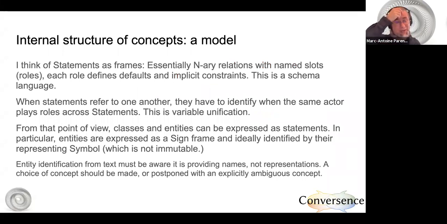So this is what I said about frames. I got a bit out of order here, but if statements are described as frames, now this is, again, a model. If frames are a model, this is not mandatory, but I think a lot of the ideas here are important. If a statement is a frame, that is, in every relation, that's a kind of schema language. So we would have a schema language for frames. Again, we can use something like OWL or other schema languages. What is important is we need to be able to describe when an actor is the same across multiple statements, the variable unification part of it.